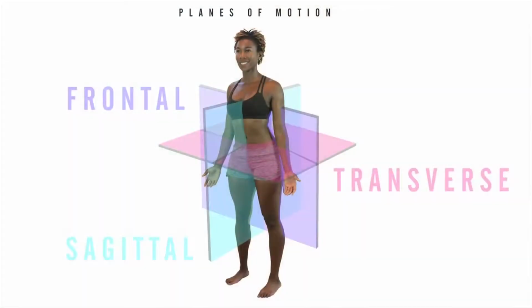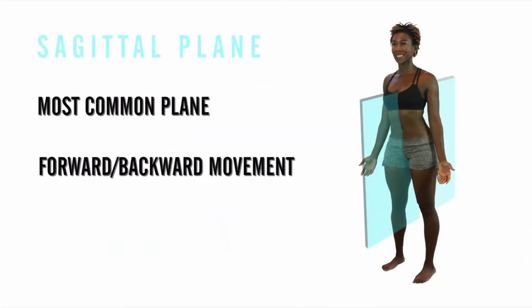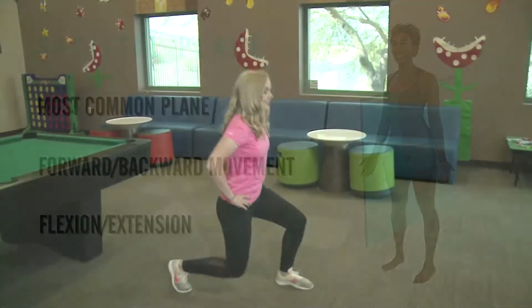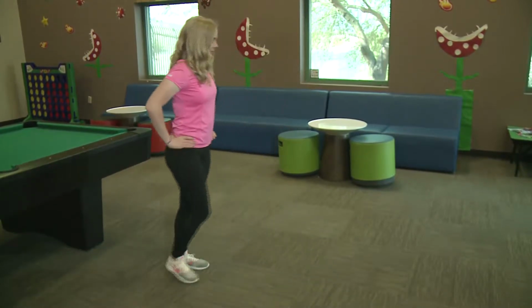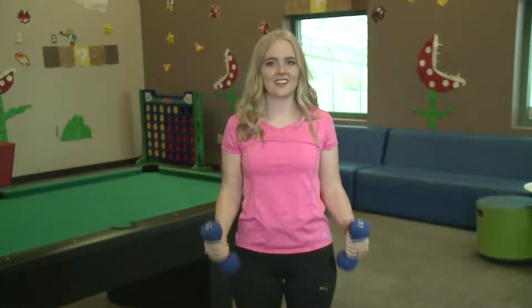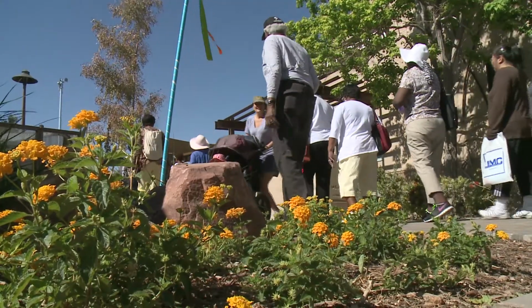If we were to cut Emily in half, creating a left and a right side, that would be demonstrating the sagittal plane. Movement occurring in the sagittal plane is forward and backwards, and includes flexion, where the angle of a joint decreases, and extension, which is the opposite and increases the angle of the joint. Most exercises work along this plane. For example, lunges, bicep curls, and walking or running, to name a few.